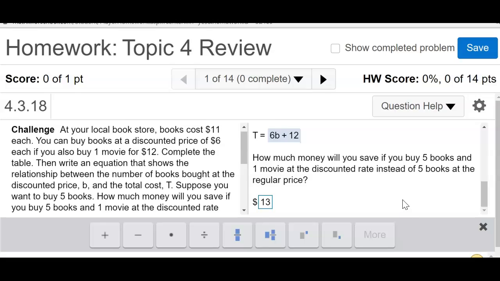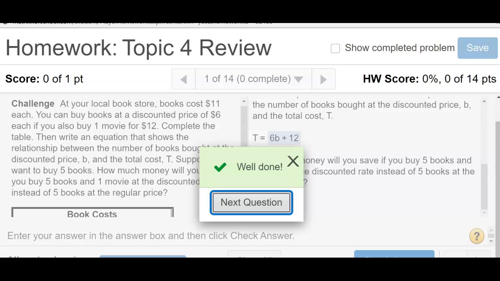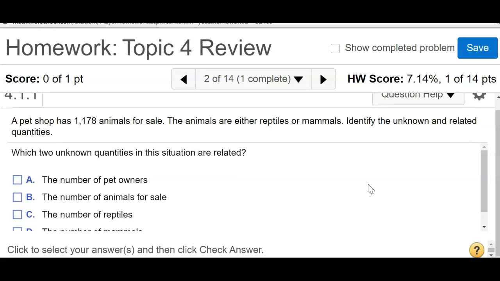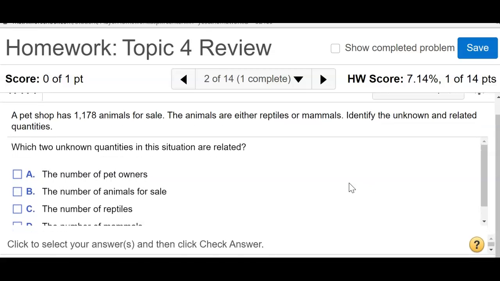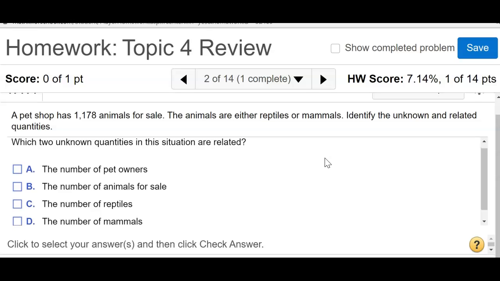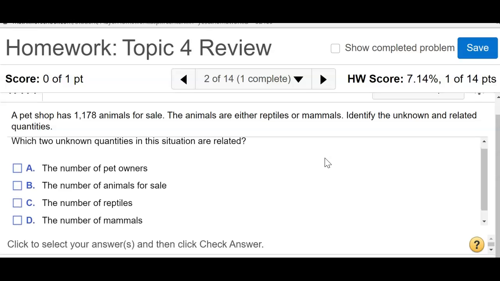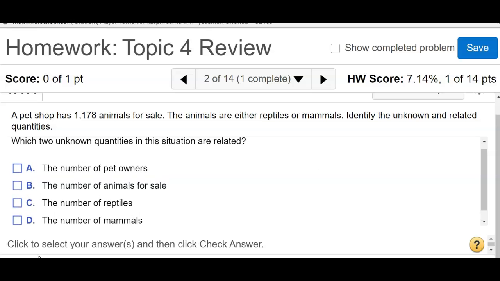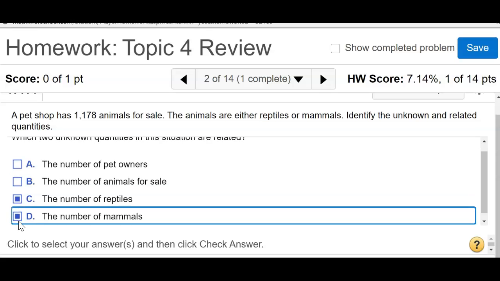Questions? That's a tough problem, but it's something you need to be able to do and understand. All right. This question, number 2. The pet shop has 1,178 animals for sale. The animals are either reptiles or mammals. Identify the unknown and related quantities. Which 2? Read carefully. 2 unknown quantities in this situation are related. So go ahead and put your answer on your note or your whiteboard. The answer there is C and D.